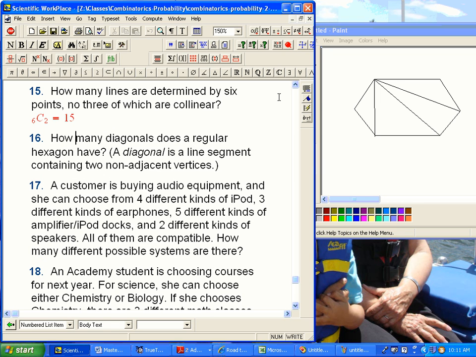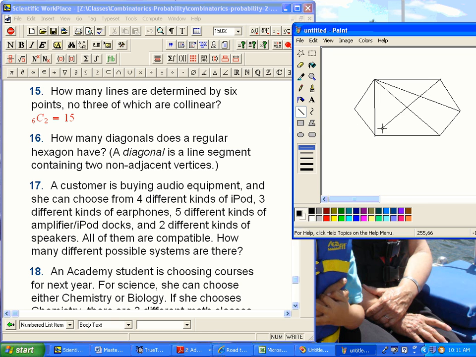So what about how many diagonals does a regular hexagon have? Well, there's a couple ways to do this. One would be to go off of this problem, which of course I didn't have you do, which I probably should have had you do. Knowing this number, it's quite easy to do number 16, because this gives us all of the segments between the vertices of the hexagon. It's going to look kind of crappy because Paint isn't the best way to do this, but oh well. It's what I have.